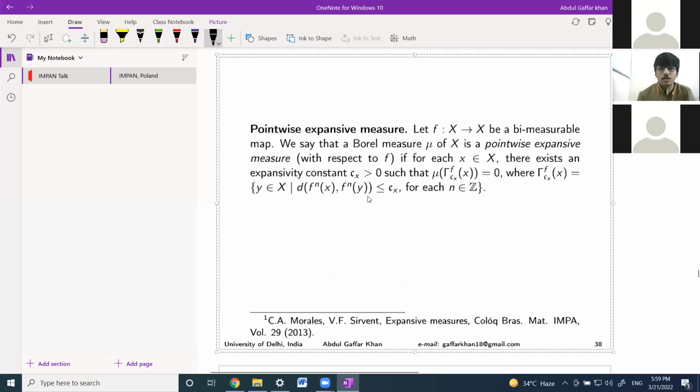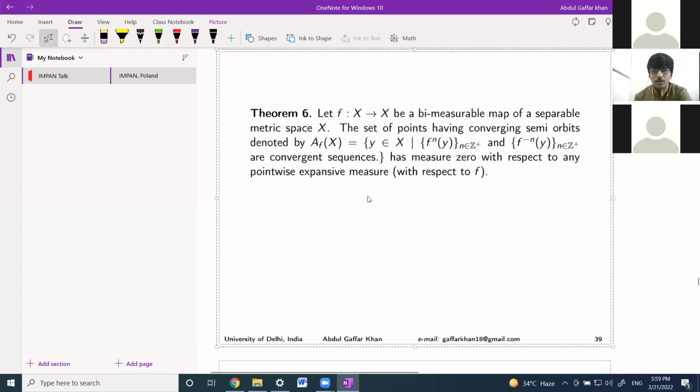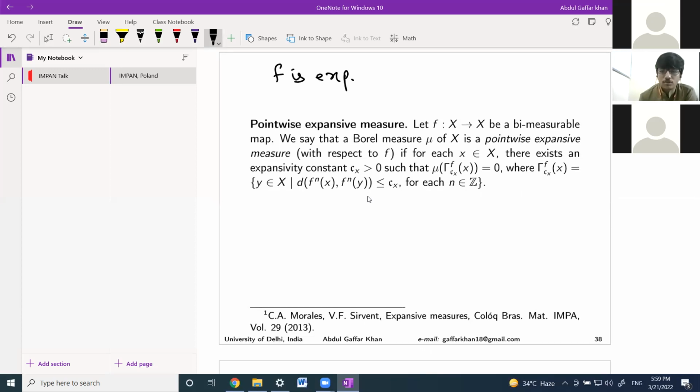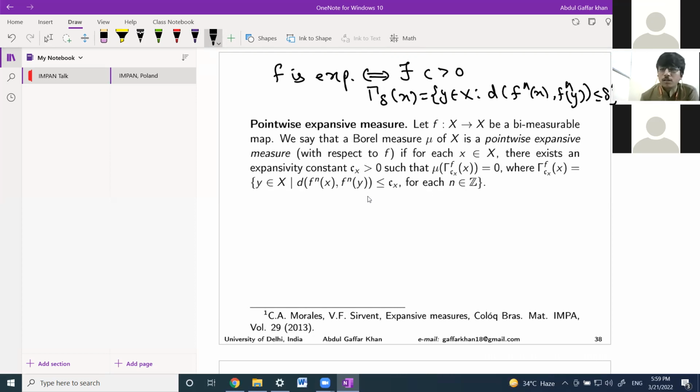Now we will come back to the notion of pointwise expansivity, but in the sense of expansive measures. So we can observe that f is expansive, a notion introduced by Utz, if and only if there exists a constant c greater than 0 such that Γ_δ(x) is nothing but the singleton {x}.